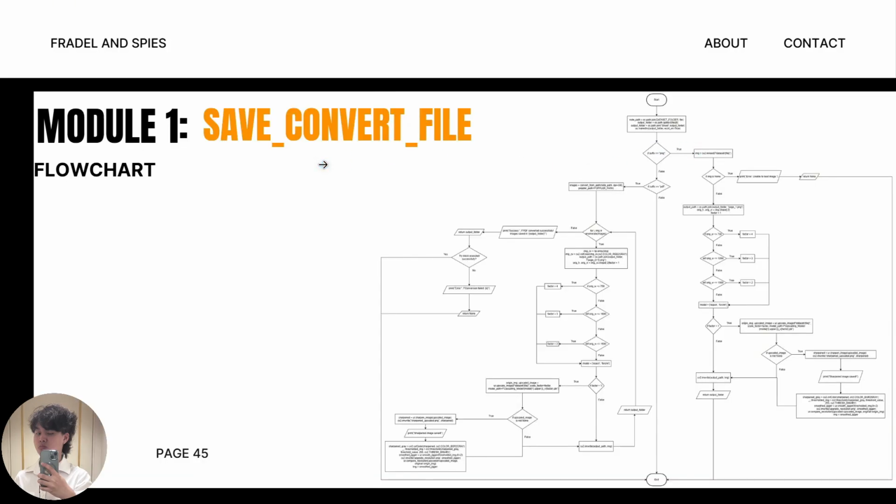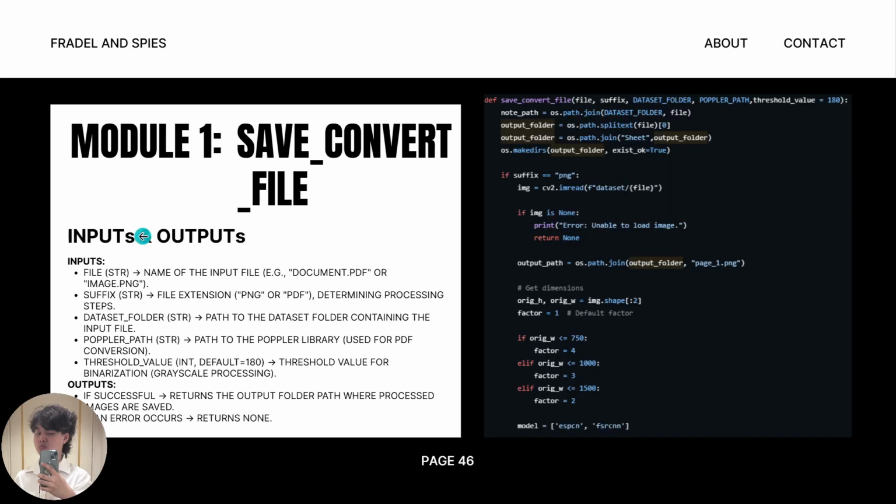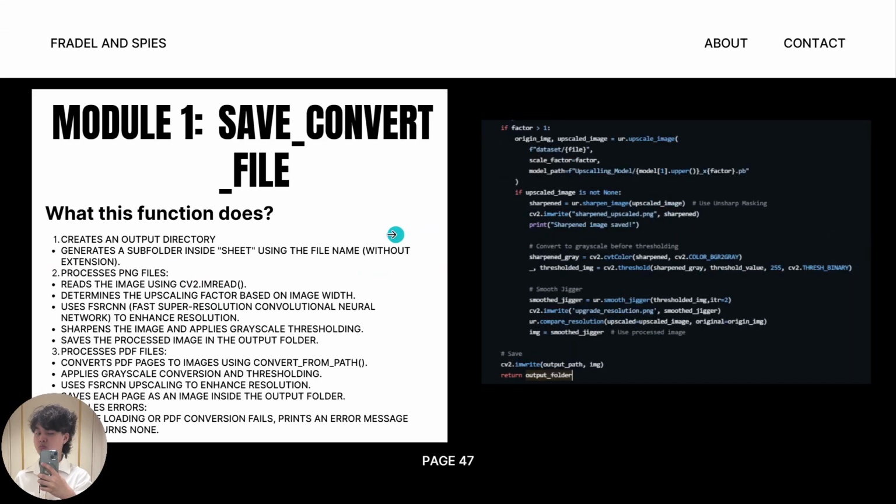Module 1, save convert file. This is the flowchart. Input and output. What does this function do? It creates an output directory and generates a subfolder inside it using the file name without extension. It processes the PNG file. It reads the image using cv2.imread. It determines the upscaling factor based on the image size. It uses FSRCNN, fast super resolution convolutional neural network, to enhance resolution. Then it sharpens the image and applies grayscale thresholding to save the processed image in the output folder.